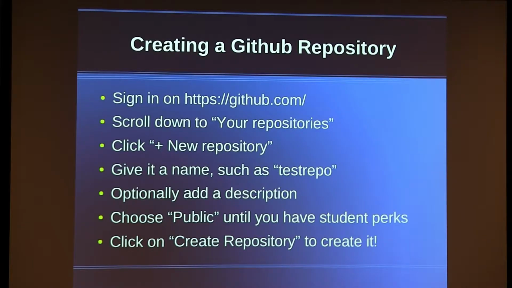But once you get a GitHub account and get signed in, all you have to do to create a repository is go down and find the new repository button under your repositories. You give it some name, and you can't include spaces in this, I think, and you don't want special characters, just something simple. And you can optionally add a description. For now, you'll want to choose public, otherwise it'll try to charge you money. And then you can just create the repository.